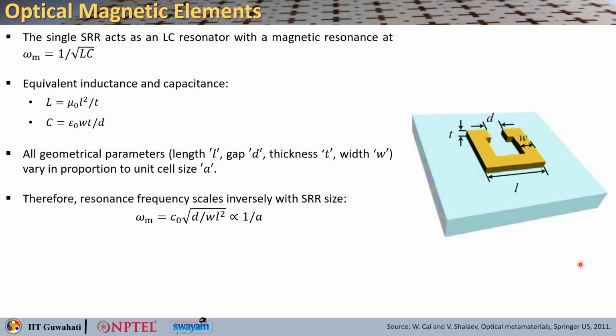So, you can simply write that L and C both will scale with A, and with that you can find an important relation: the resonance frequency will basically scale inversely with the SRR size. So, you can write omega m equals c naught square root d by W L square, which will be proportional to 1 by A. So, the more you scale, the more you can shift your frequency towards the right.